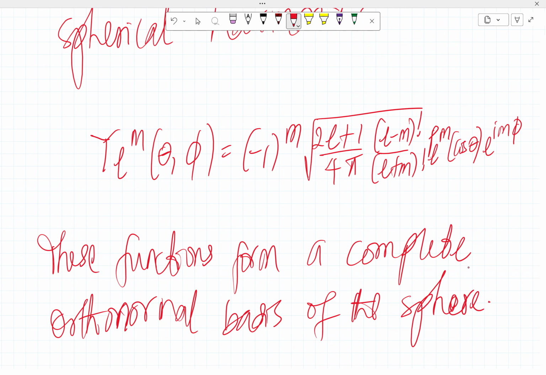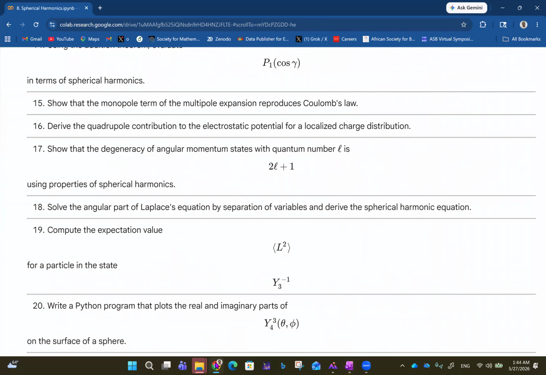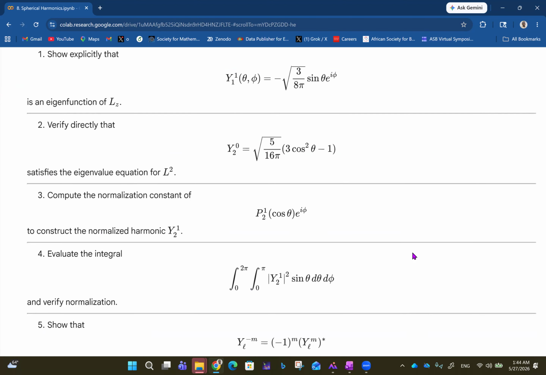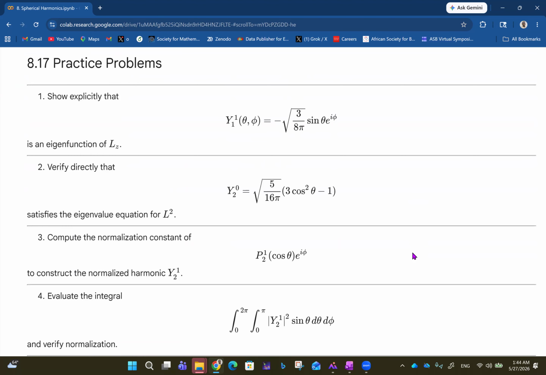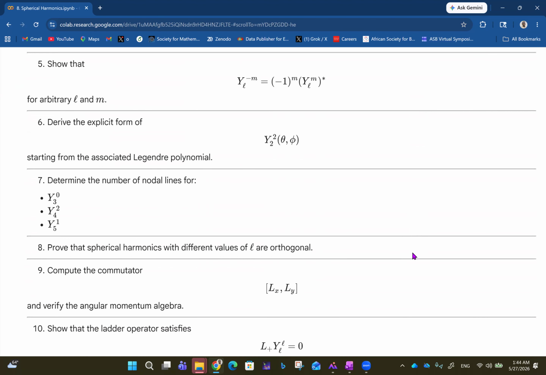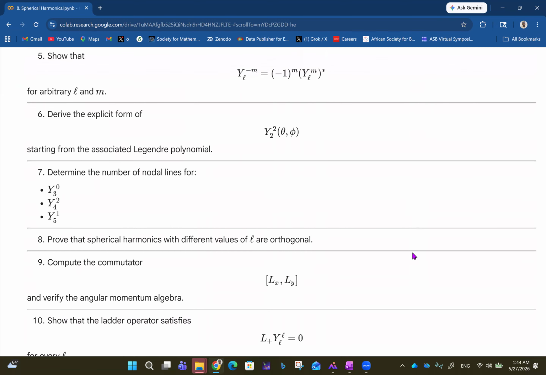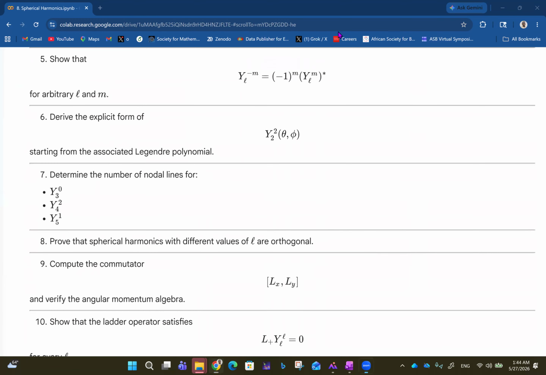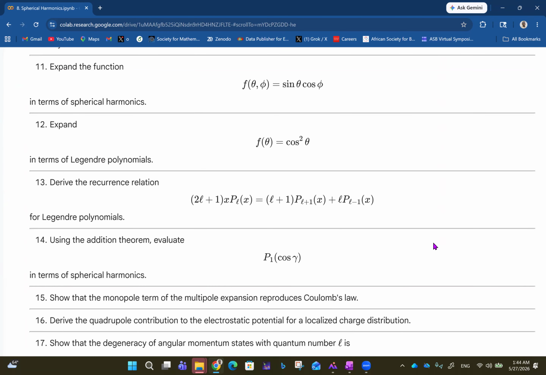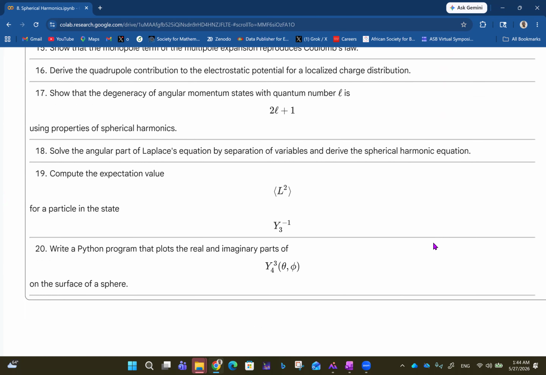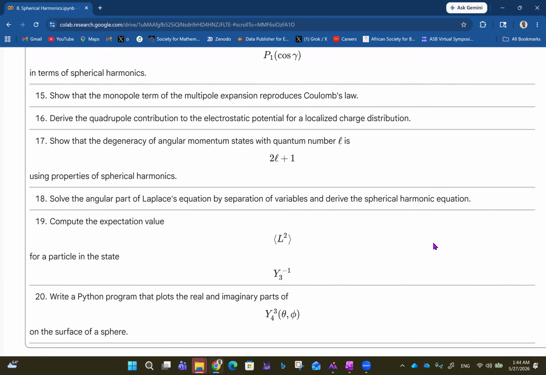But thankfully, we have come to the end of that. And that means we've come to the end of this particular video on spherical harmonics. I've solved questions 11 and 18 out of this 20, so you want to try your hands on the rest. Here you have problems 1 to 4, 5 to 10, then 11 to maybe 16, and then finally you have the rest. Try your hands on them and let's see how well you can handle them.